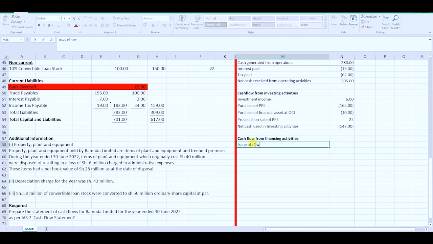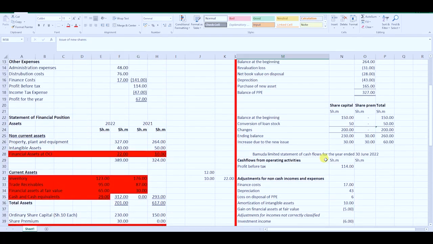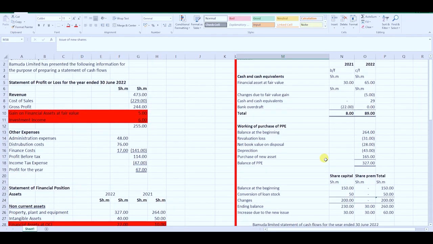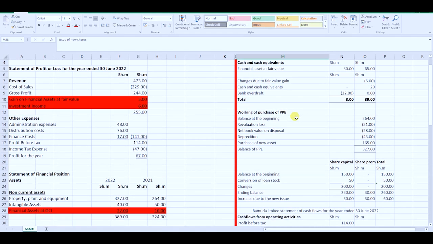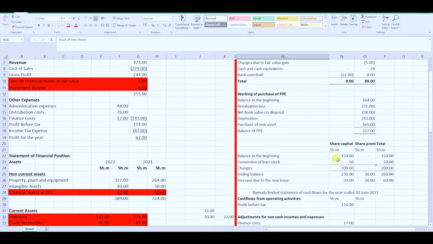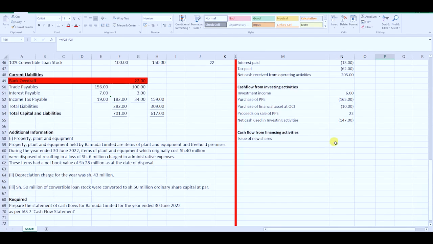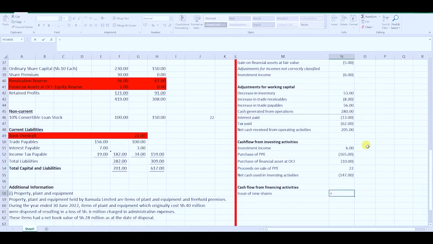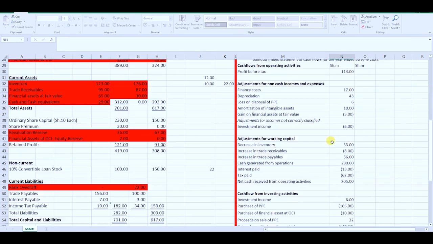Over here, we come to our working. Not the first working, but the issue of new shares was done in the third working. We can see there was issue of new shares of 60. So we click that, put a formula, plus there. And you can even see it's written there, increase due to new issue, 60.